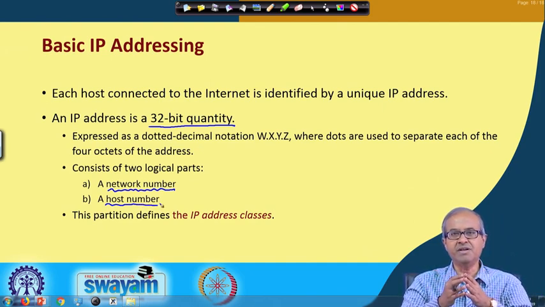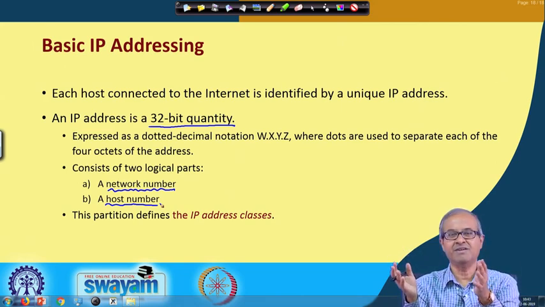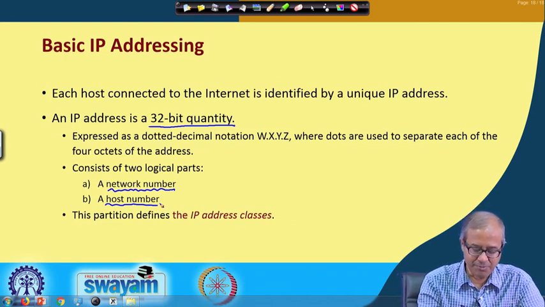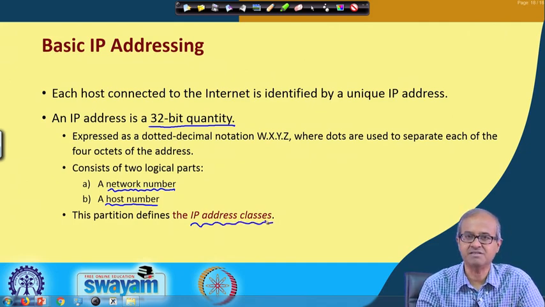This is somewhat similar to the way we specify the address of our house. We specify a country, we specify a city, we specify a street, then we specify a house number. Similarly, here we are specifying a network, and within the network, which computer, which host. So, depending on the way this partitioning is carried out, we can define these IP address classes. This we shall see.